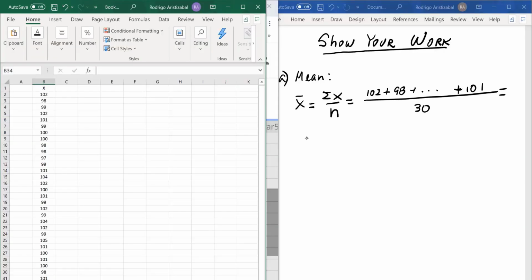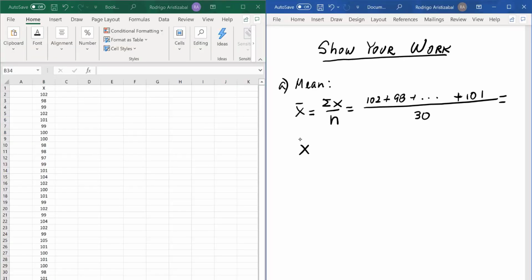To show your work, the only thing that you have to do after you have verified all of these operations is: this sum is equal to 3012, divided by 30 will be equal to 100.4.